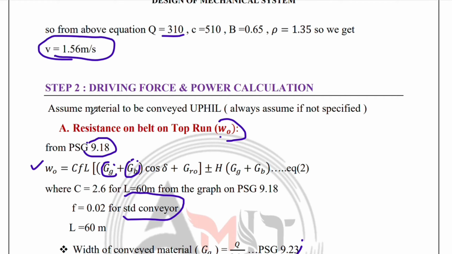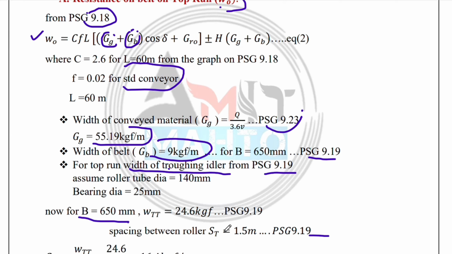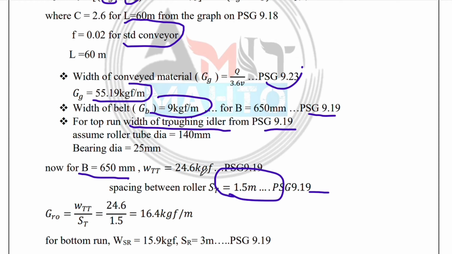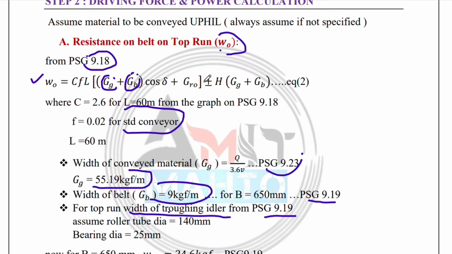See where it comes. So for 650 mm and for 1.56, you get the value which is 1.5. Okay, 1.5 meter. You get the value from there. Okay. So now next will be this GRO.